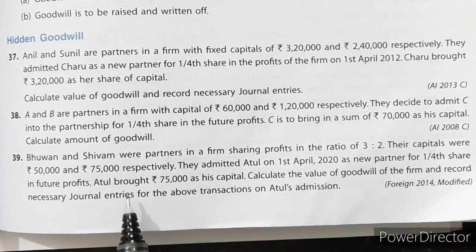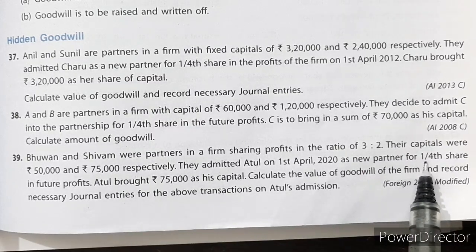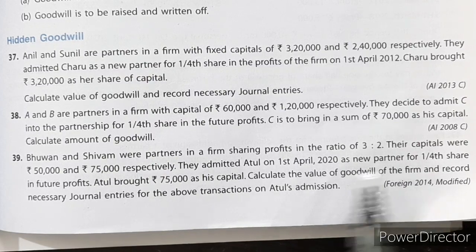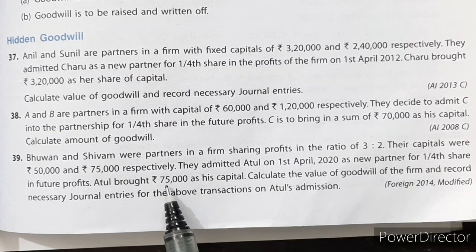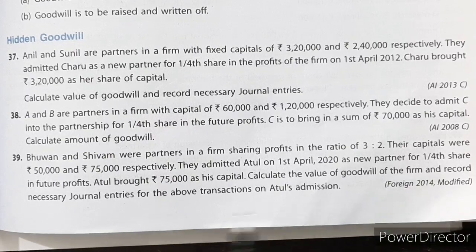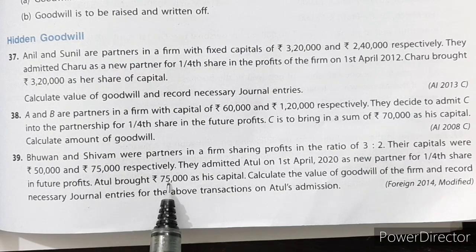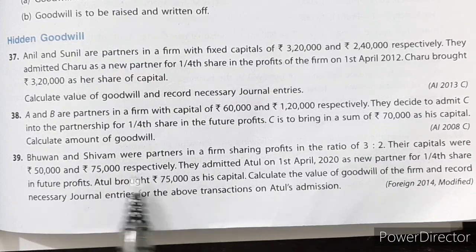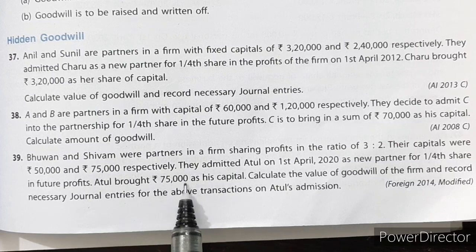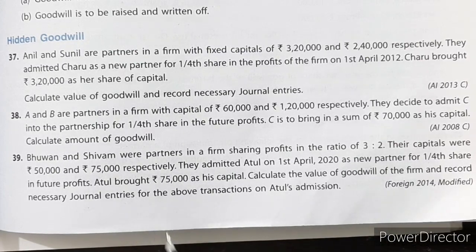Here also it is the same. Atul's capital is 75,000, which is 1/4 of the total capital of the firm. So actual should be capital will be 75,000 into 4, which is 3 lakh. Now, actual capital is 50,000 plus 75,000 plus 75,000. That will be how much? This is 2 lakh. We will compare it with 3 lakh. So goodwill of the firm is 1 lakh.